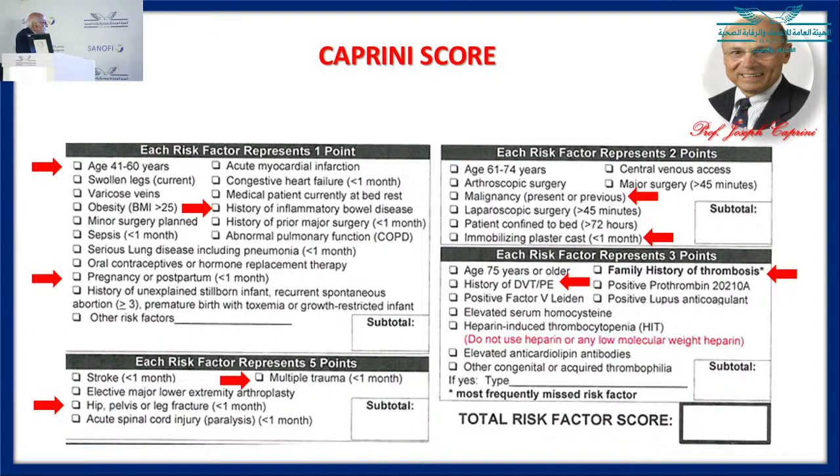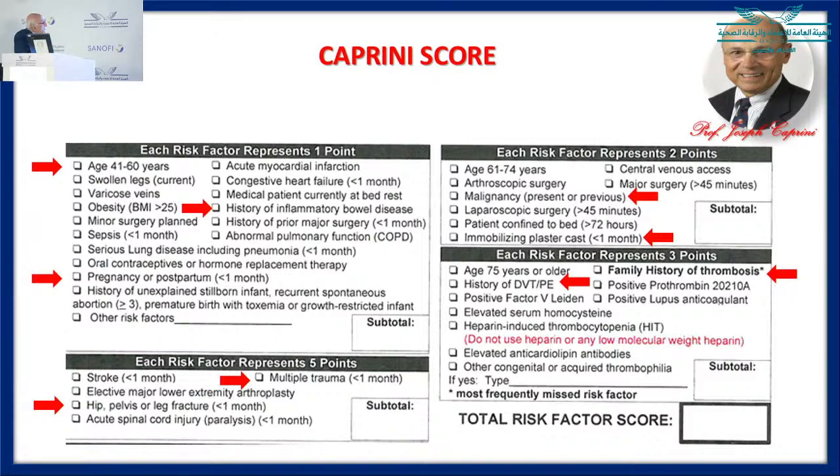Pregnancy or postpartum within 1 month is very important. Another very important thing for surgeons is a history of inflammatory bowel disease, and this increases the incidence of DVT. Why? Number one, because it is a pelvic operation and you are manipulating and placing retractors on the veins of the pelvis. Second, because it is an autoimmune condition, and with autoimmune conditions, DVT is much more common.